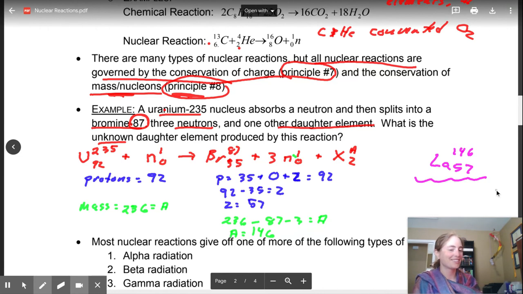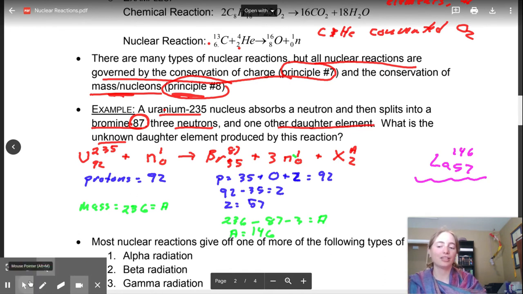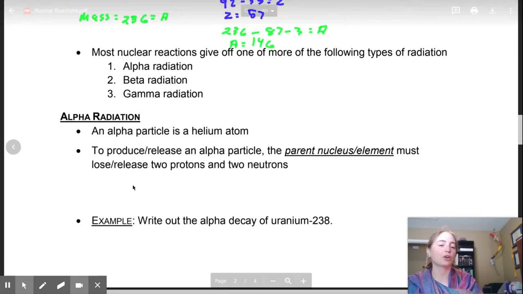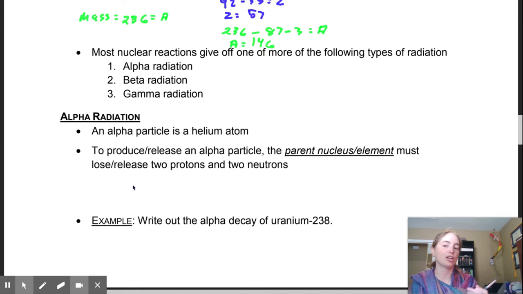All right. Sound pretty good? This particular reaction is an example of a nuclear fission reaction, but the principle is going to be the same in any of the nuclear reactions. Of the ones that we're going to be looking at today, we're going to be looking at 3 types of radiation: alpha radiation, beta radiation, and gamma radiation. We'll look at fission and fusion later.